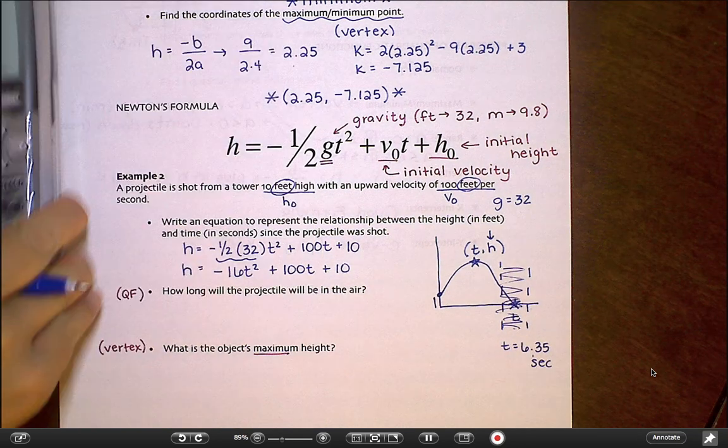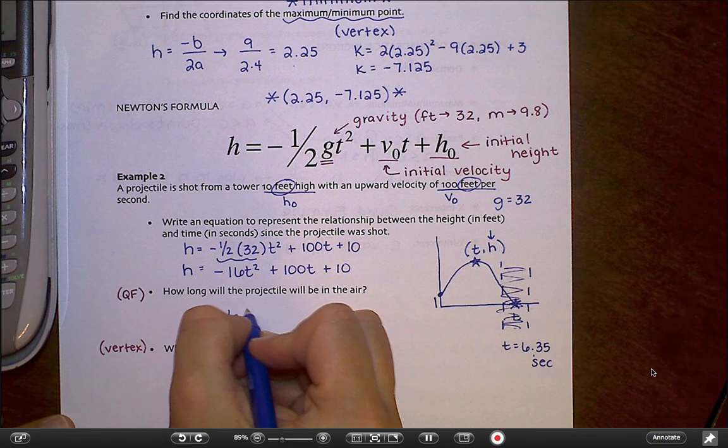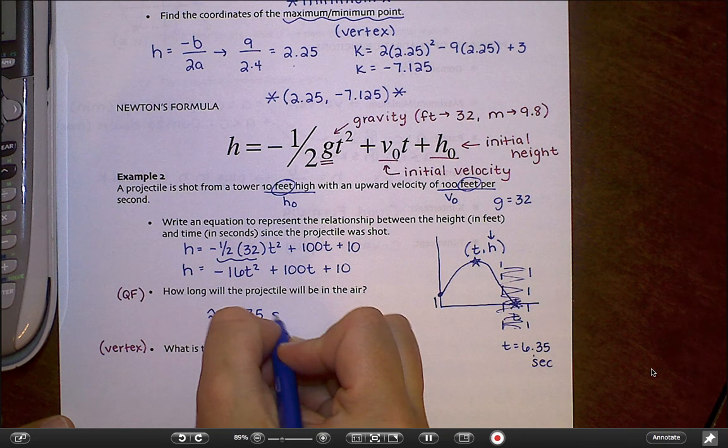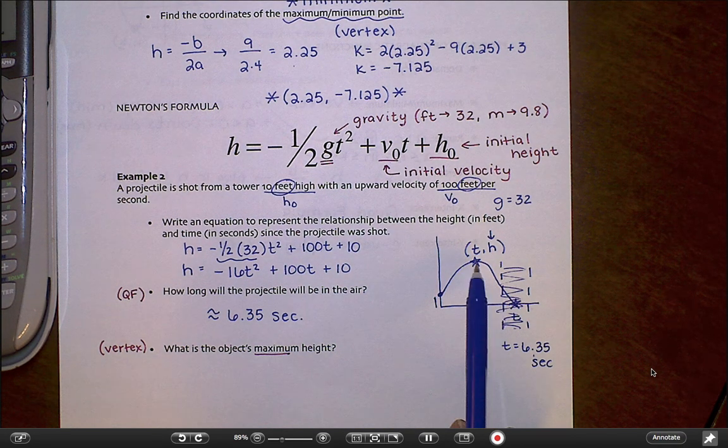So that answers this question. How long will it be in the air? About 6.35 seconds. And again, that's the same thing we would have found if we had done the quadratic formula. Okay, now let's talk about that maximum height.